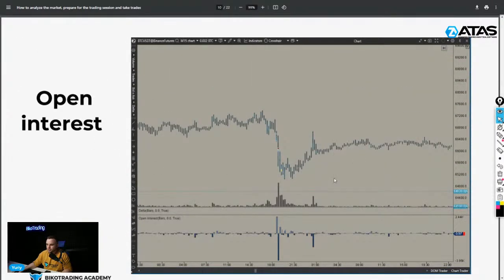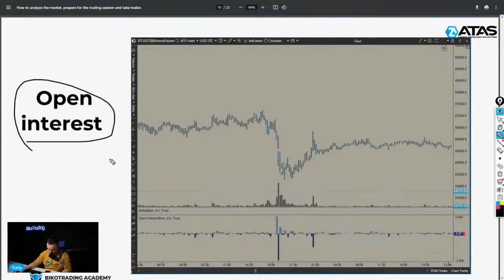The next one is open interest. I really like open interest because, compared to many other futures markets, like the difference between, for example, ES, S&P 500 futures or NASDAQ futures, on crypto we have open interest.